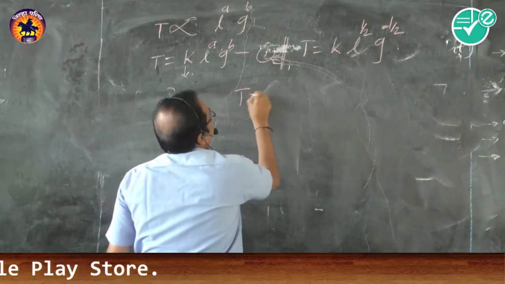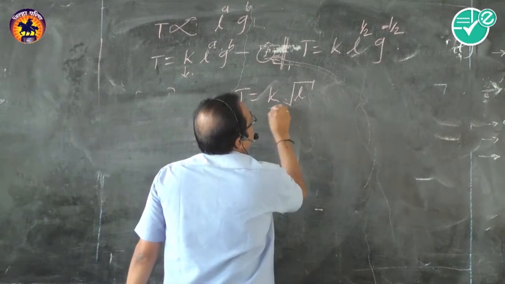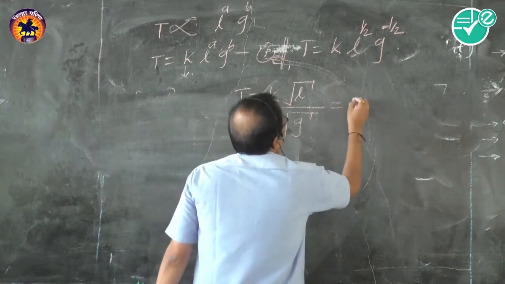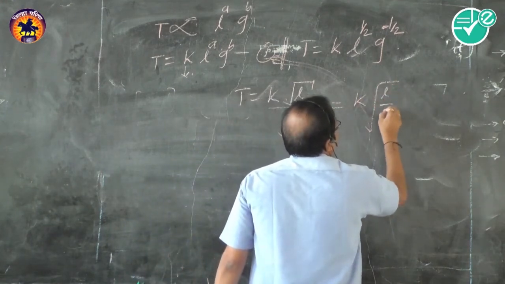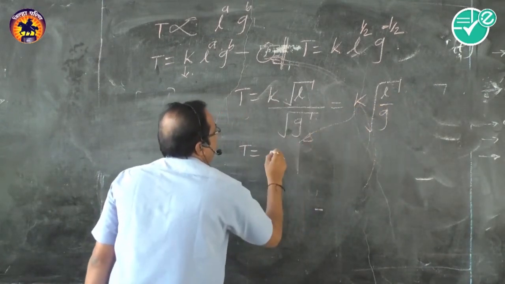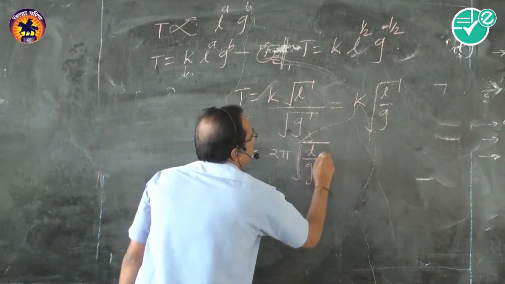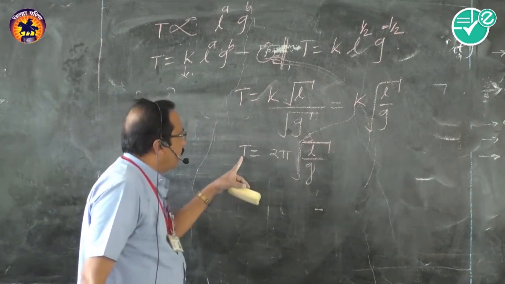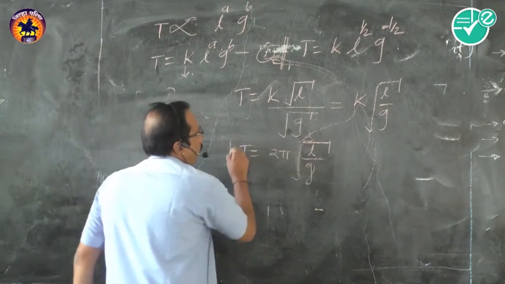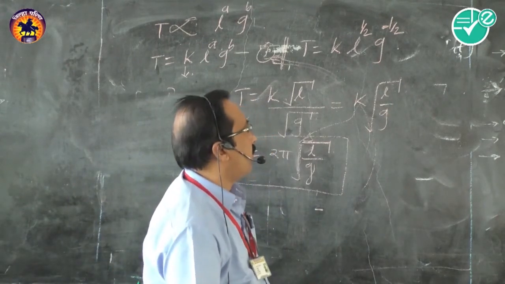So t is equal to k into, what is l raised to half? It is root l. What is g raised to minus half? So it goes to the denominator, root g. So it becomes k into root l by g we can write. Experimentally the value of k is found to be equal to 2 pi. So t is equal to 2 pi into root l by g. This is the relation between time, length, and acceleration due to gravity. This is the formula. So this is the third use of dimensional analysis. So this is about the uses of dimensional analysis.